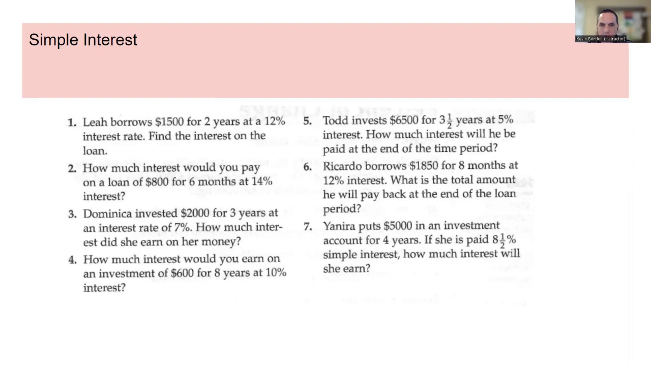All right, let's get started on practice. These are actually some questions out of the book. We're just going to do one of these. We're going to do question 1. Lee borrows $1,500 for 2 years at 12% interest rate. Find the interest on the loan.